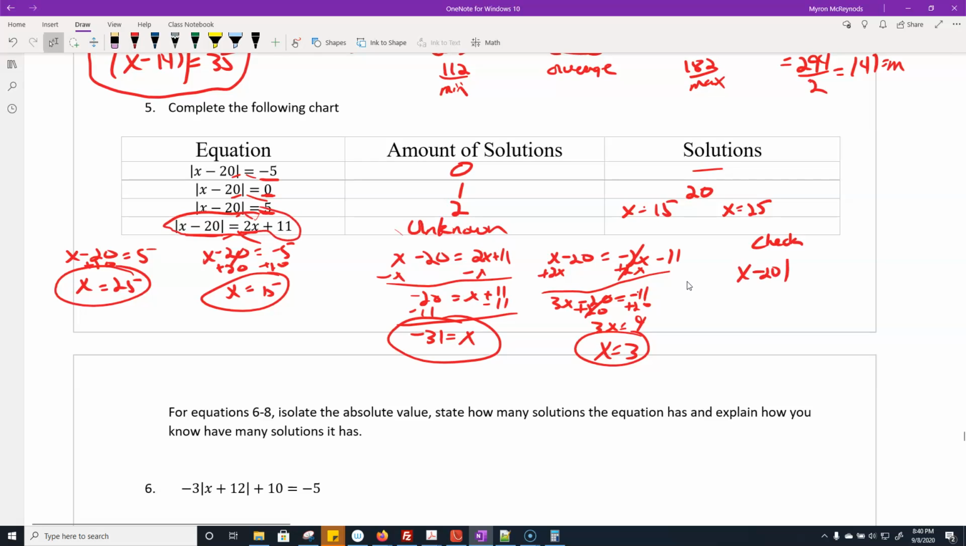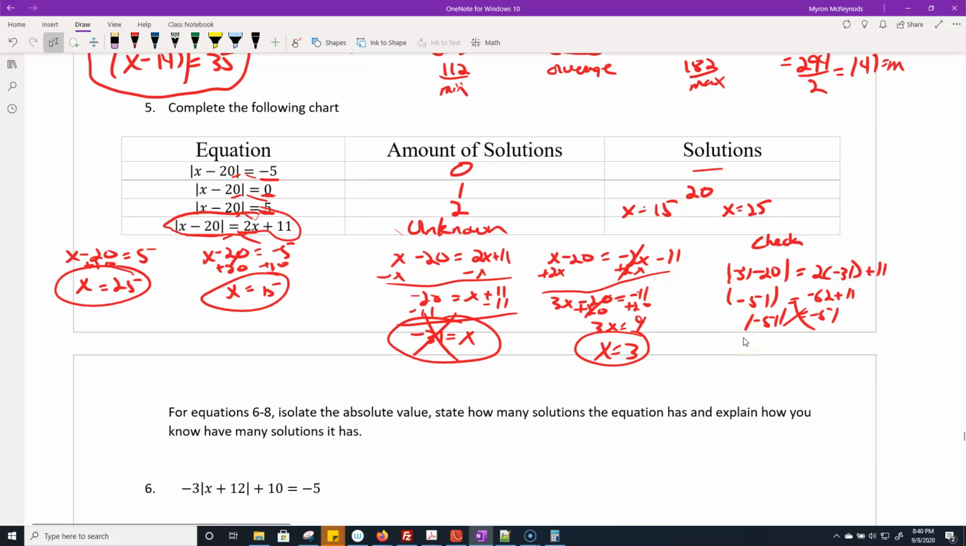So I get x minus 20 equals, oh, I need to plug in x. Negative 31 minus 20 equals 2 times negative 31 plus 11. So that is negative 51 equals 2 times negative 31 is negative 62 plus 11 equals negative 51. But this can't work because the absolute value cannot equal a negative number, so that one doesn't work, so negative 31 is not a correct answer.